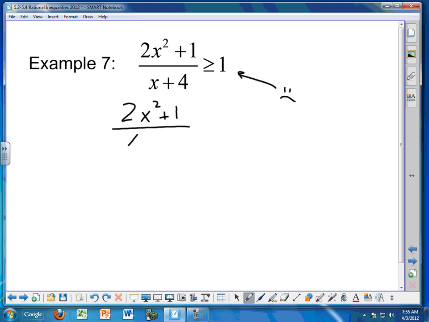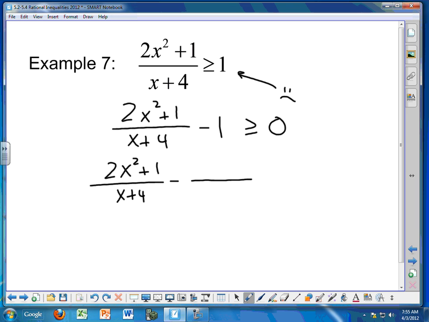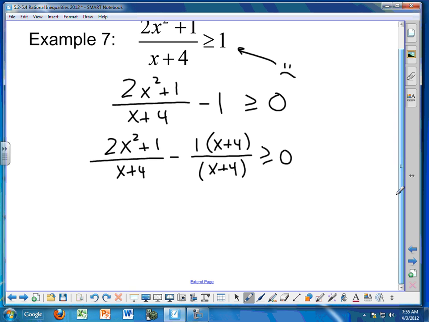So if I rewrite this and bring the 1 to the other side, now I have a 0, but I don't have a single fraction. So I'll do a little bit of math work here, a little algebra, no problem. This is going to be an x plus 4. And then this one, there's the 1, and I'm going to write an x plus 4 over an x plus 4 to make a common denominator. That will give us a way to combine those two terms.